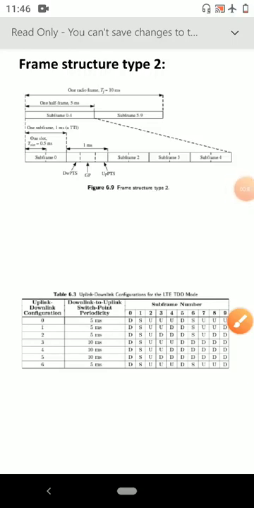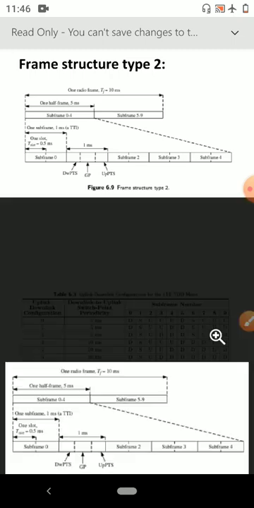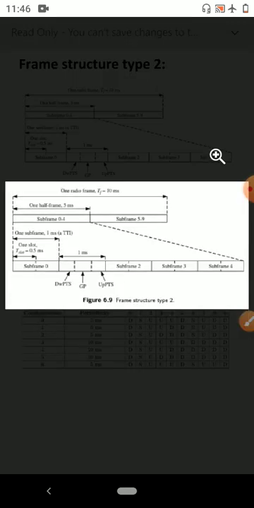Hello students, this video is the continuation of our previous topic, that is frame structure. In this video I am going to discuss frame structure type 2. Frame structure type 2 is applicable to the time division duplex mode, TDD.